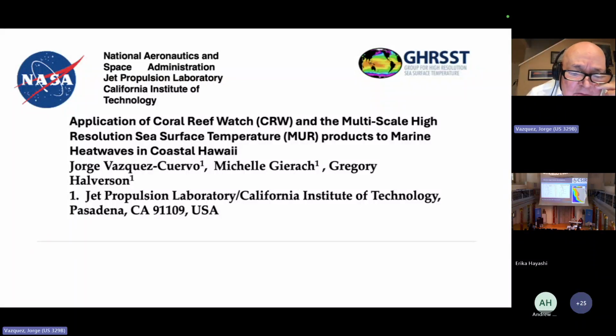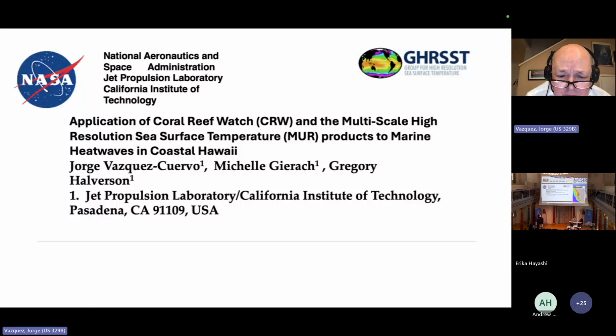But I want to talk about the application of Coral Reef Watch SST and the multi-scale high-resolution sea surface temperature product to marine heat waves in coastal Hawaii. And one of the things I want to say off the bat is I don't want to give these kinds of talks thinking, okay, this is how we can apply all of these data sets to every issue of marine heat waves. No, these are specific applications to this particular region, which I think is something we always need to be aware of.